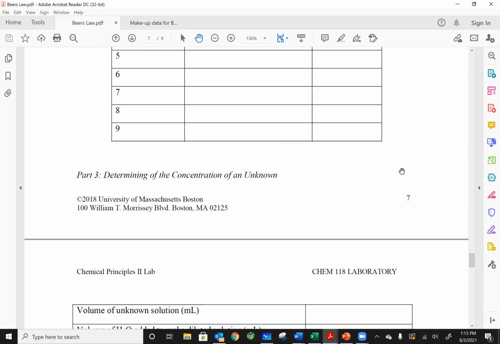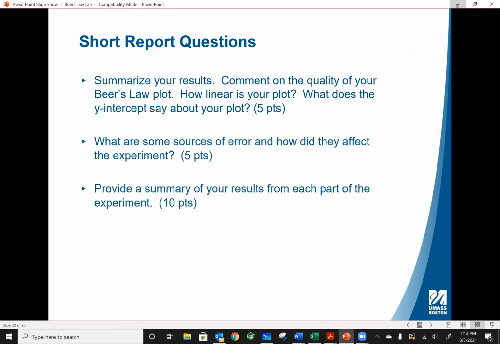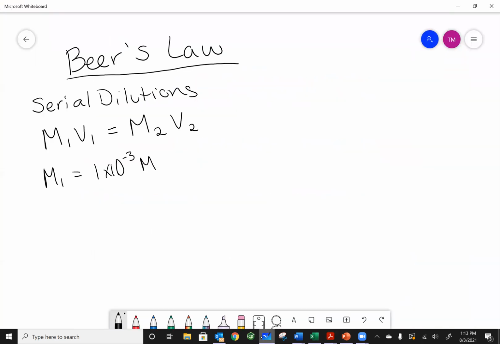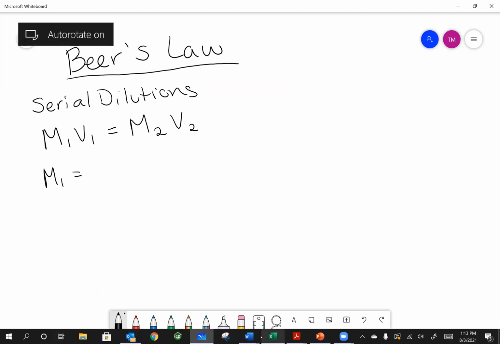Okay, so let's do the calculations for the dilutions. I know that they give you all of the concentrations, but this is something that you will need anyway.